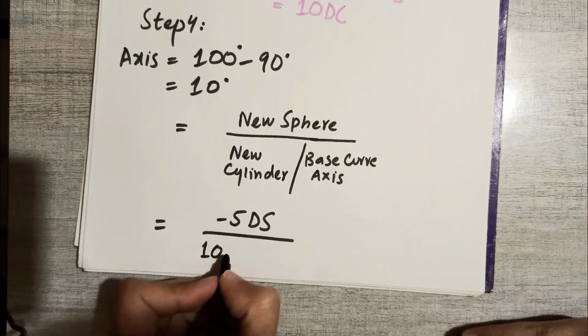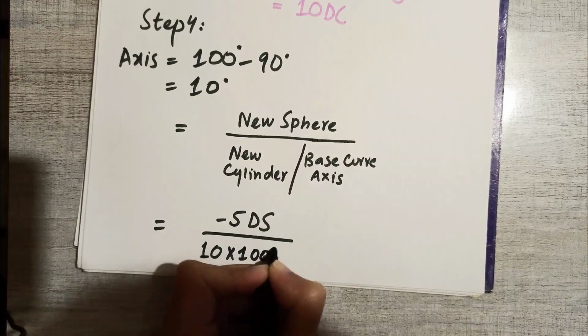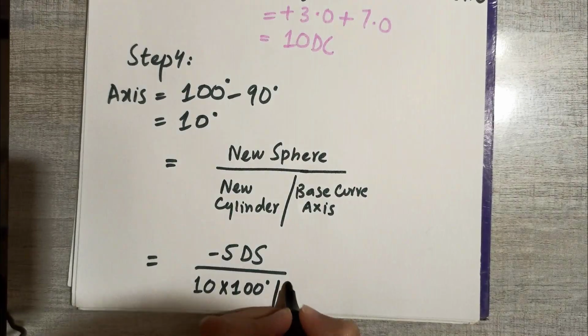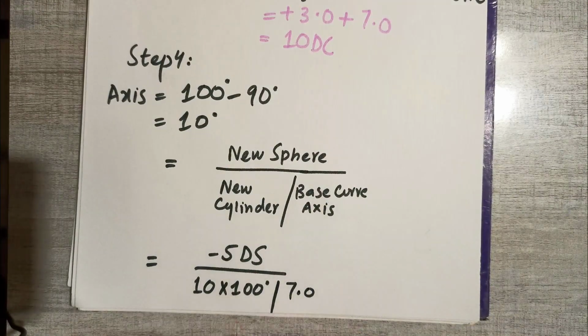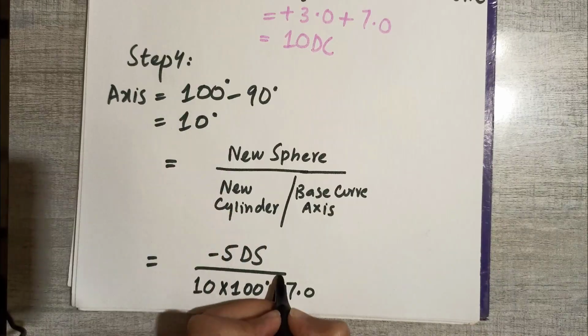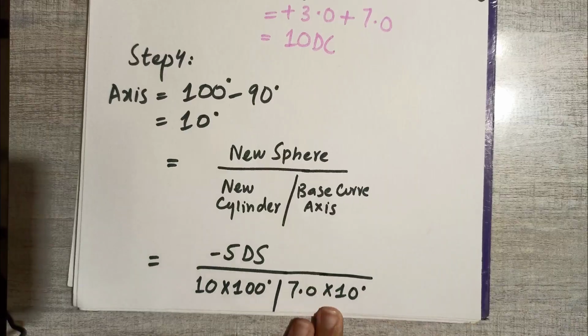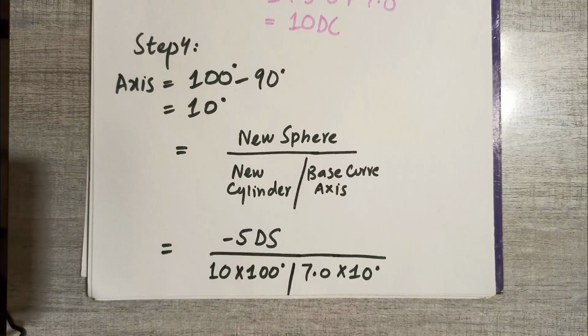So here we will have 100 degrees, this is the cylinder axis. And what is our base curve? Our base curve is 7. So here we have 7. And what is the axis for the base curve? It's 10. So this is our final toric transposed prescription.